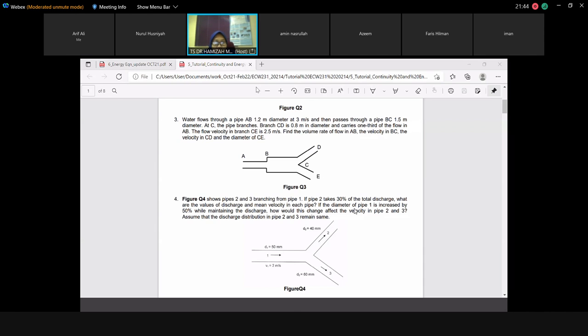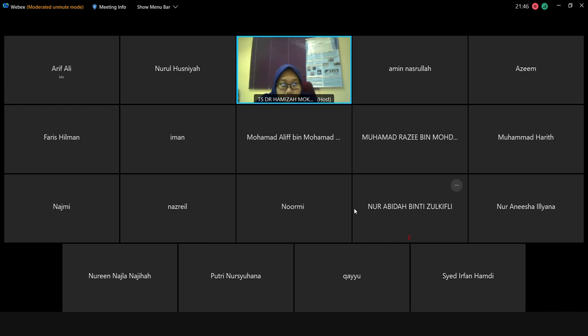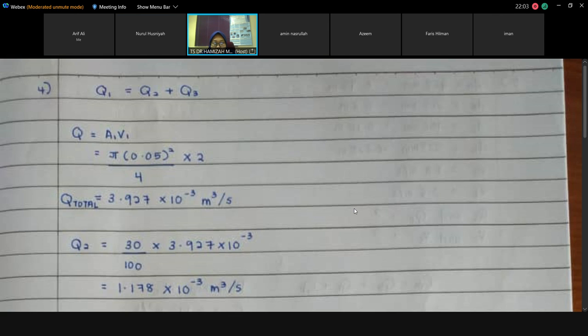Okay, so now saya share jawapan. Husnia, dah check dengan jawapan belakang tak? Jawapan bawah, dah check dah. Betul kan? Dapat sama. Okay, very good. So let's see together. So Q1, the first thing you need to do is the equation, very good. So correct, Q1 is equal to Q2 plus Q3.